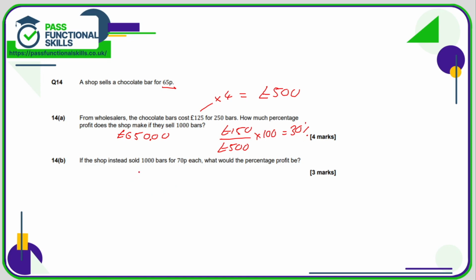If the shop instead sold 1,000 bars for 70 pence each, what would the percentage profit be? Well, they would have still bought them for the same amount, so they would have still spent £500. But 70 times 1,000 is 70,000, and so that is £700. So the profit they would have made would have been 700 minus the 500. So the profit is 200. So remember, the percentage profit is the profit as a percentage of the original investment multiplied by 100, and 200 divided by 500 multiplied by 100, that is a 40% profit.